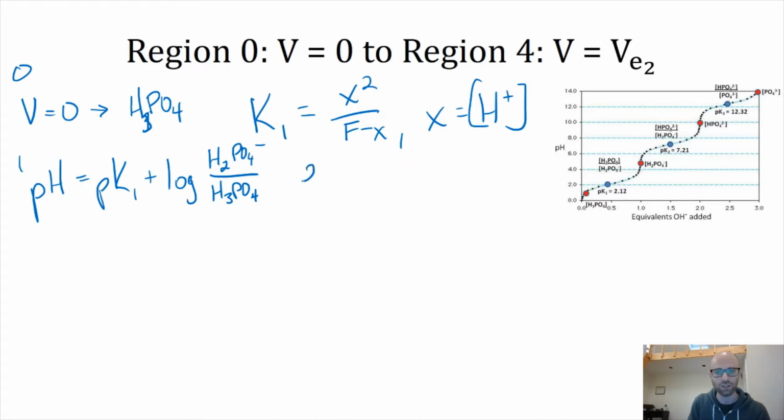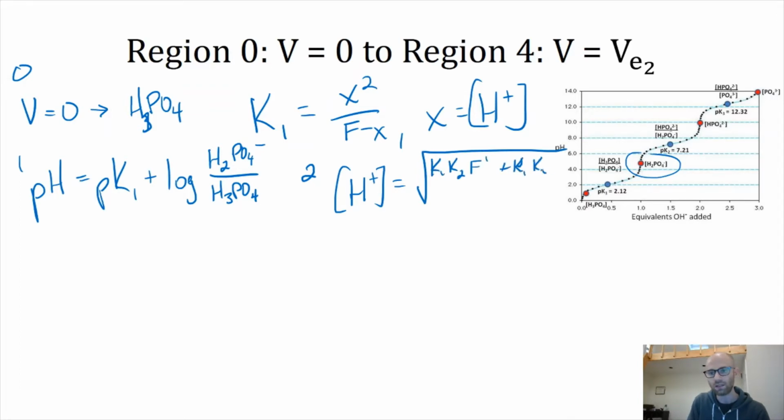Region 1, you're going to have a buffer, and the buffer is going to be using the first K. So we're going to have H2PO4 minus as the base and H3PO4 as the acid. For region 2, that's going to be our first equivalence point, which is our intermediate. So you know that the H plus value is equal to the square root of K1 K2 F prime plus K1 KW over K1 plus F prime. Again, don't forget that F prime is equal to our initial F times our initial volume over our new total volume, because a dilution has taken place.